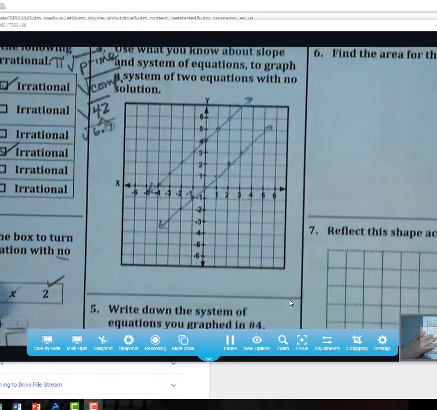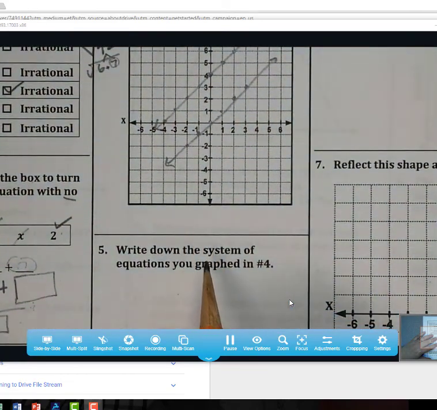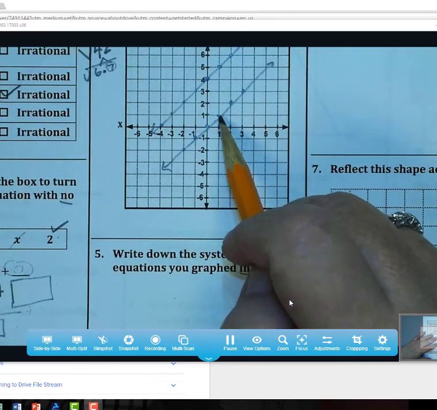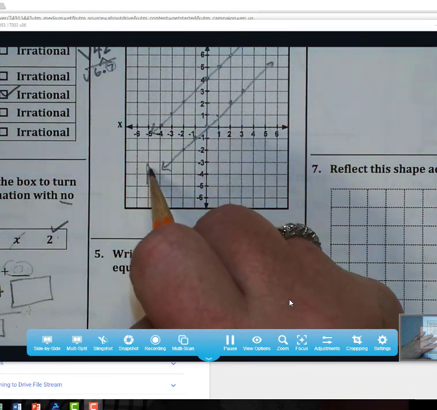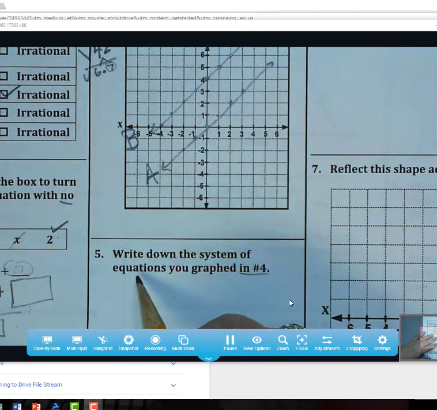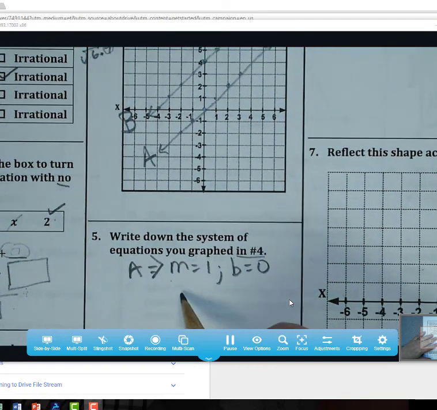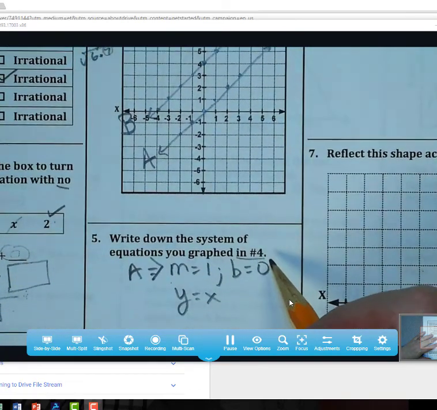There's no solution. Write down the system of equations you graphed in number 4. Okay, well, I made it really easy. Up 1, right 1. So for this one, I'll just call this A, and I'll call this B. So for A, I made m equal to 1, and I made b equal to 0. So that means I have y equals x plus 0, which I don't have to write.